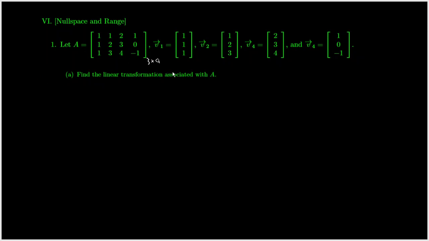We have seen many times a 3x4 matrix determines a linear map from R4 to R3, right? In general, an m by n matrix determines a linear map from Rn to Rm. Here, the m value is 3, the n value is 4. Okay. So we'll work on question A first.